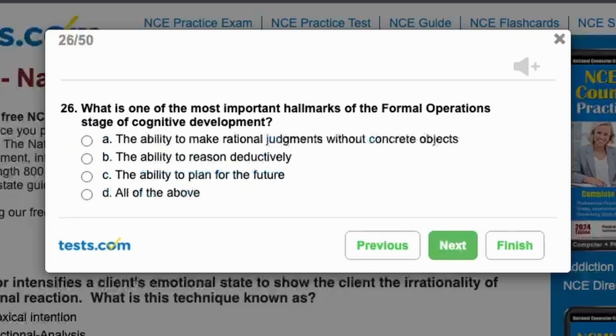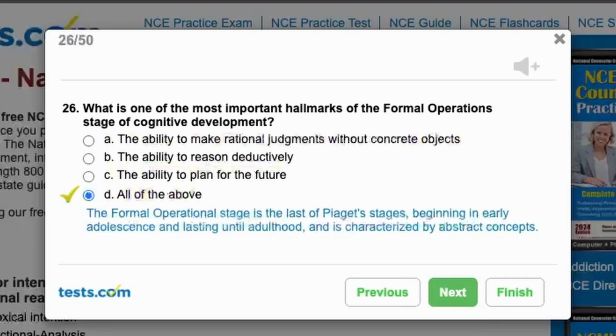What is one of the most important hallmarks of the formal operation stage of cognitive development? A. The ability to make rational judgments without concrete objects. B. The ability to reason deductively. C. The ability to plan for the future. Or D. All of the above. D. The formal operational stage is the last of Piaget's stages, beginning in early adolescence and lasting until adulthood, and is characterized by abstract concepts.